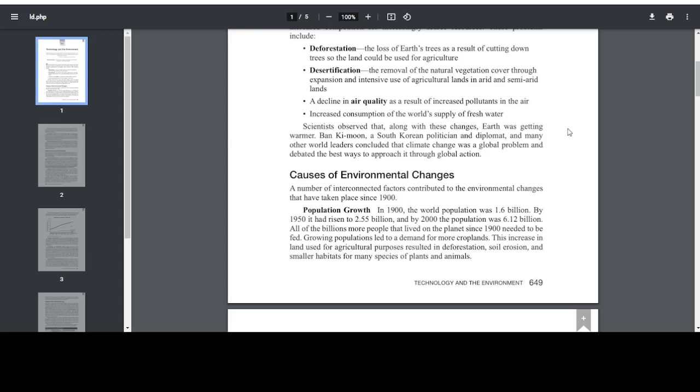A decline in air quality as a result of increased pollutants in the air. Increased consumption of the world's supply of fresh water. Scientists observed that, along with these changes, Earth was getting warmer. Ban Ki-moon, a South Korean politician and diplomat, and many other world leaders concluded that climate change was a global problem and debated the best ways to approach it through global action.